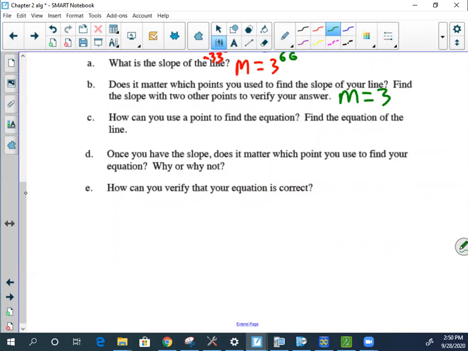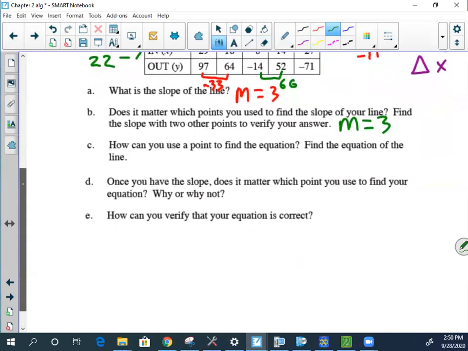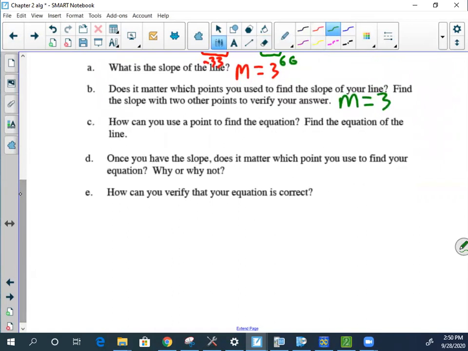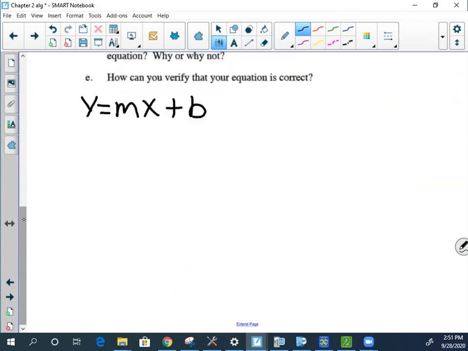Next, how can I use this to come up with an equation? What I'm going to first do is write y equals mx plus b. Remember, this is the standard slope-intercept form. What I know so far is that 3 is the slope. So I have y equals 3x plus b.